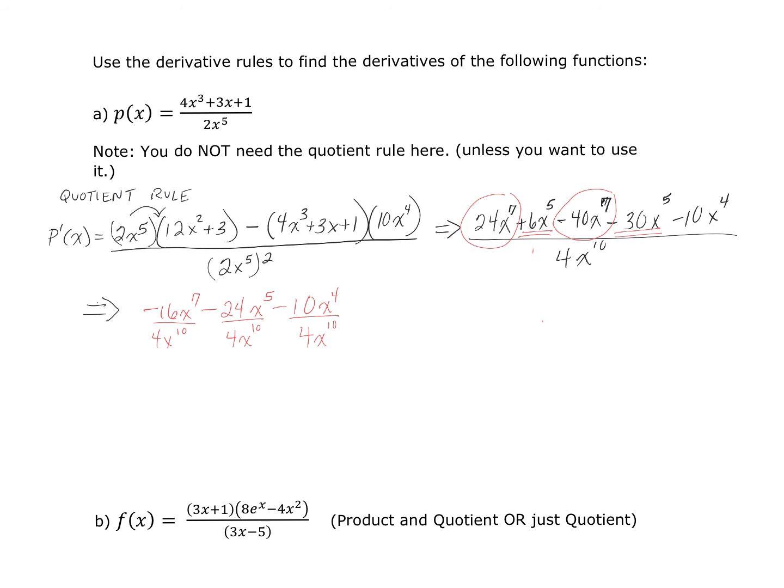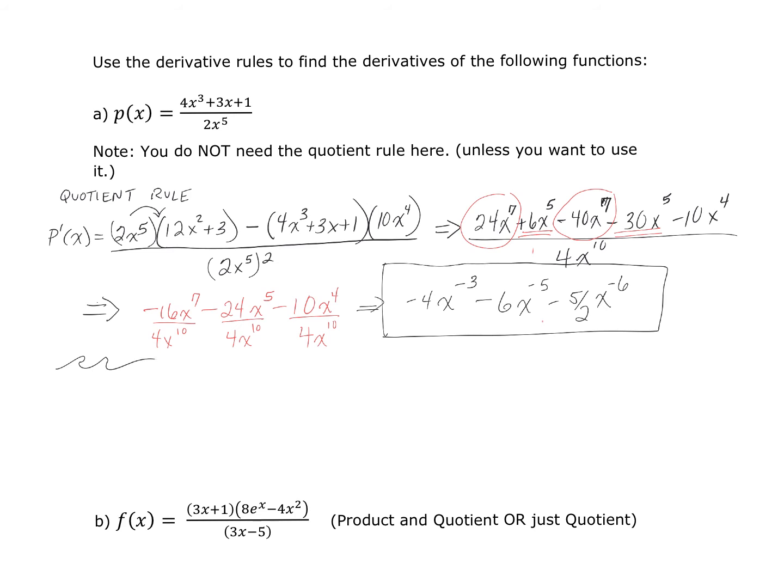And then when I actually do the simplification here, I'm going to get minus 4x to the minus 3, minus 6x to the minus 5, and then minus 5 halves x to the minus 6. So this would be our result, p prime of x. Now, if I had not wanted to use the quotient rule, I didn't have to. I could have simplified p of x before taking the derivative.